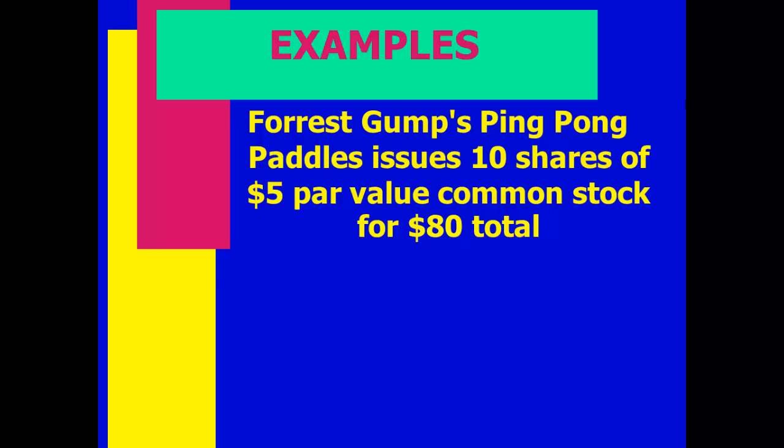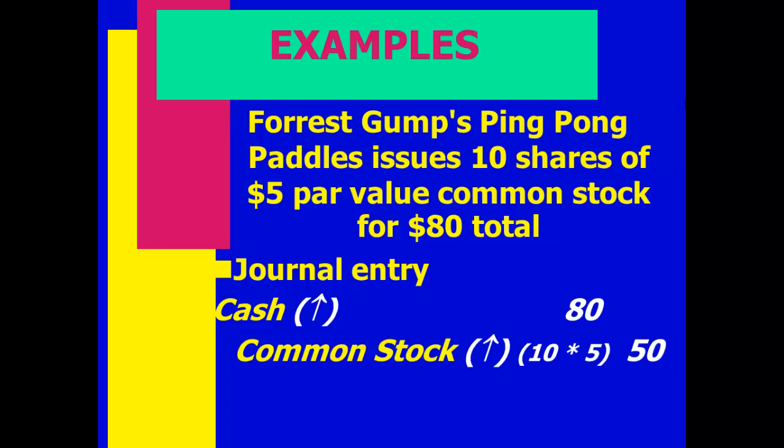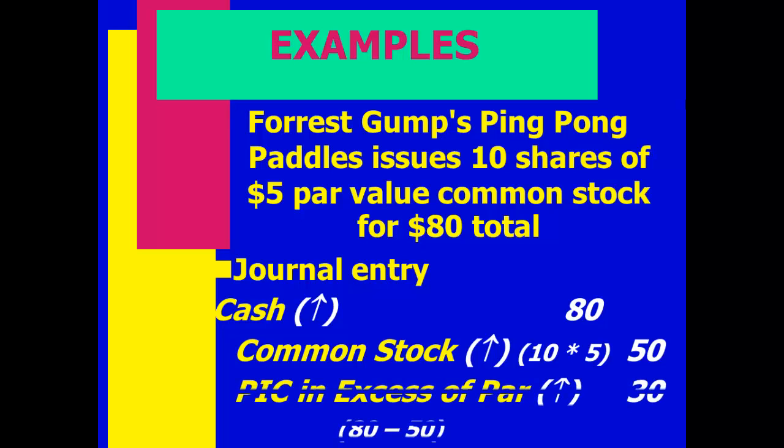What do I have more of? Cash. I have $80 more cash. Debit that to make it go up. What else do I have more of? Common stock. My credit to common stock is going to be for the number of shares times the par value. To make it balance, I need another credit that goes to my PIC in excess of par. So debit cash for what I get, credit common stock for the number of shares times the par value. The extra goes to PIC in excess of par.